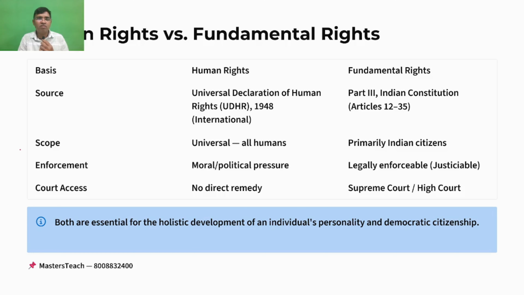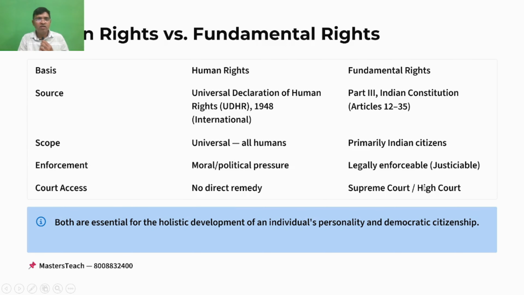Okay, so human rights are given by the Universal Declaration of Human Rights, UDHR, in 1948 at the international level, whereas fundamental rights are in the Indian Constitution Part 3, Article 12 to 35. It says about the fundamental rights. As for scope, human rights are applicable to all human beings across the world, whereas fundamental rights are primarily applicable to the Indian citizens.